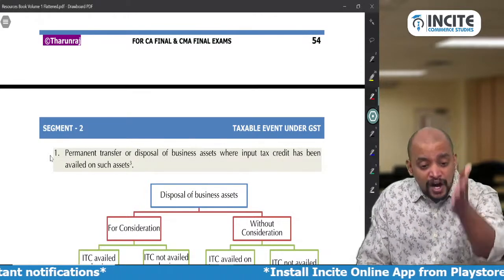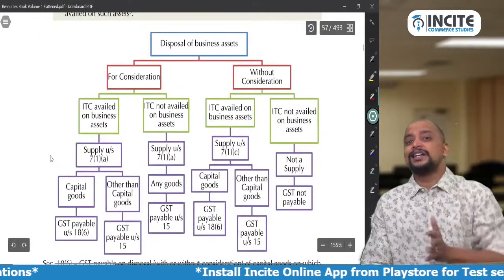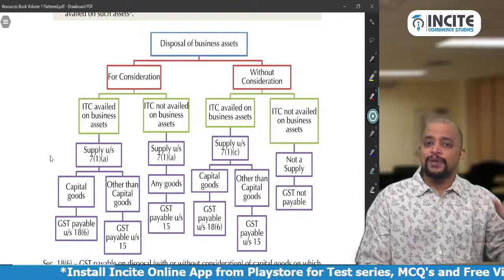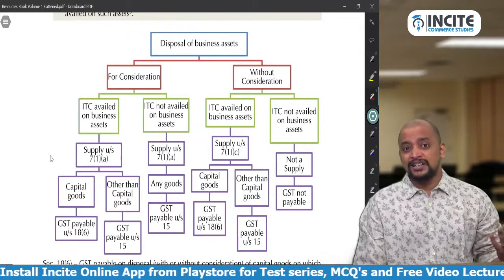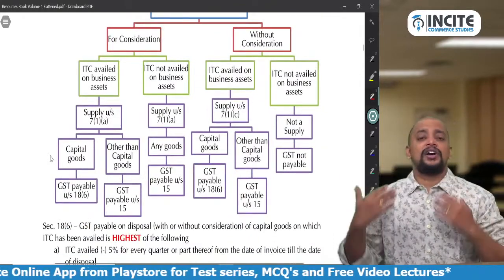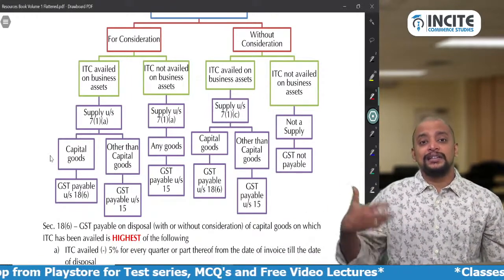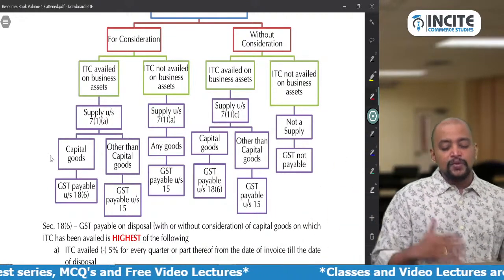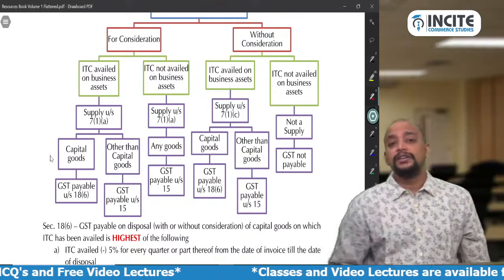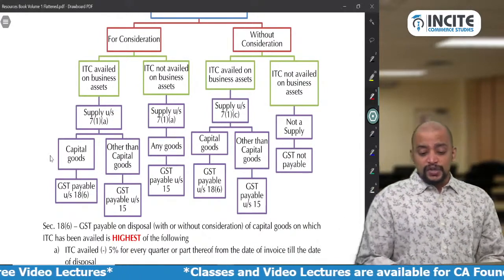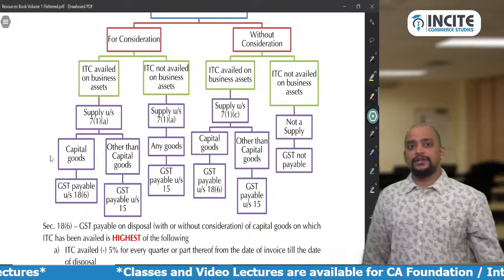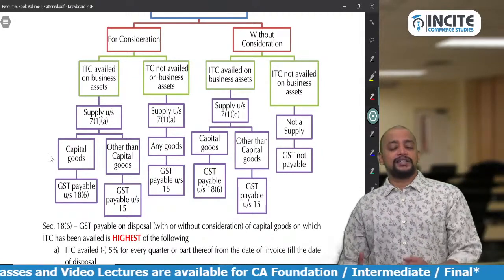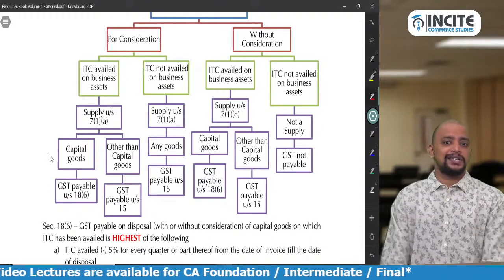First of all, when it is for consideration, don't apply 7.1c. You should apply 7.1a. For 7.1a, nowhere is it given that the disposal should be of a business asset on which ITC is availed. Whether you avail ITC or not is irrelevant when you are selling the business asset. When you are disposing of the business asset for consideration, it is supply under 7.1a, whether ITC availed or not. Understood? Whereas if it is without consideration, check whether ITC availed on the business asset or not. If ITC is availed, it is supply under 7.1c. If ITC not availed, it is not a supply.